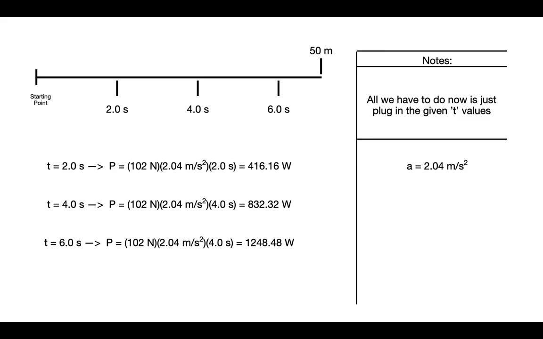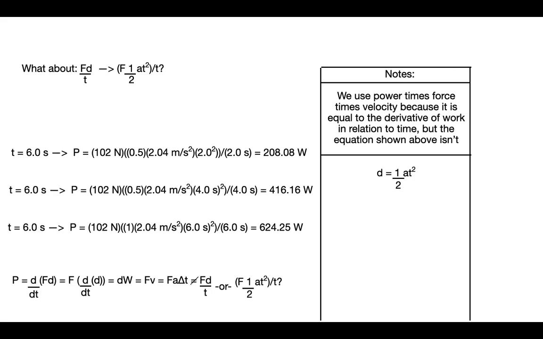If we plug in all the time variables, then we get 416.16 for 2 seconds, 832.32 for 4 seconds, and 1248.48 for 6 seconds. You may be wondering, why can't we just use force times distance divided by time, or 1/2 force times acceleration times time squared divided by time?